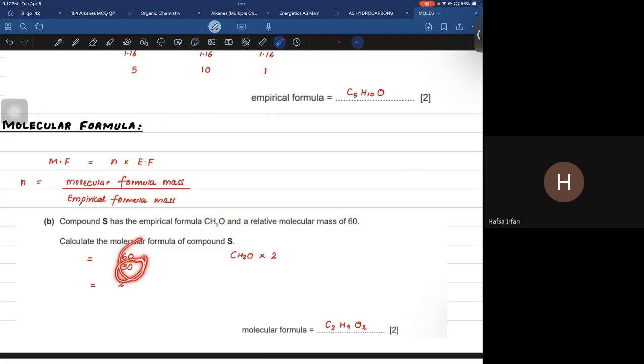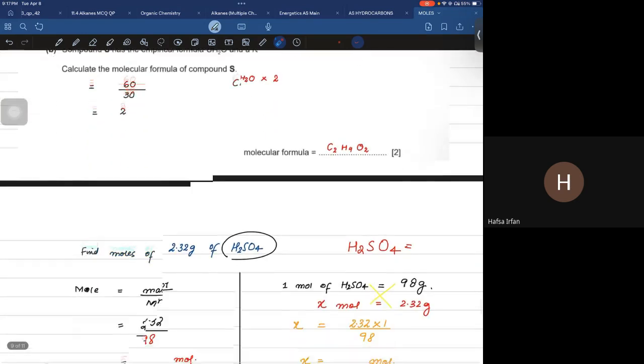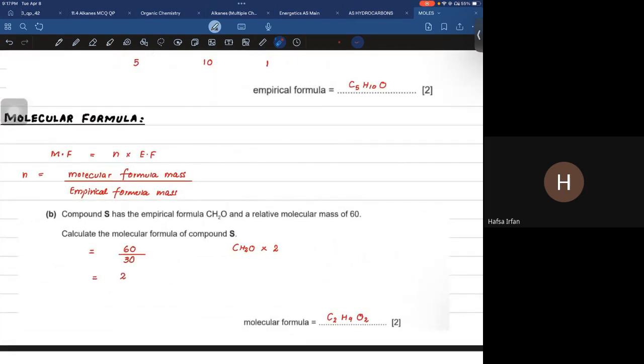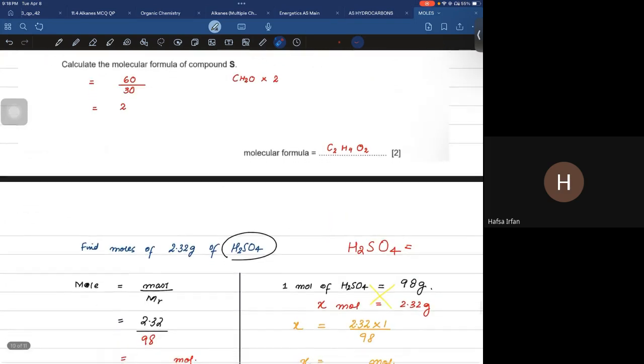I am going to divide these two numbers and I would be getting the value of N. Then I would multiply this N by the empirical formula, and then I would get the molecular formula. So to find the molecular formula, you must know the empirical formula. Without the empirical formula, you cannot find the molecular formula, right? Okay, so it's very easy.